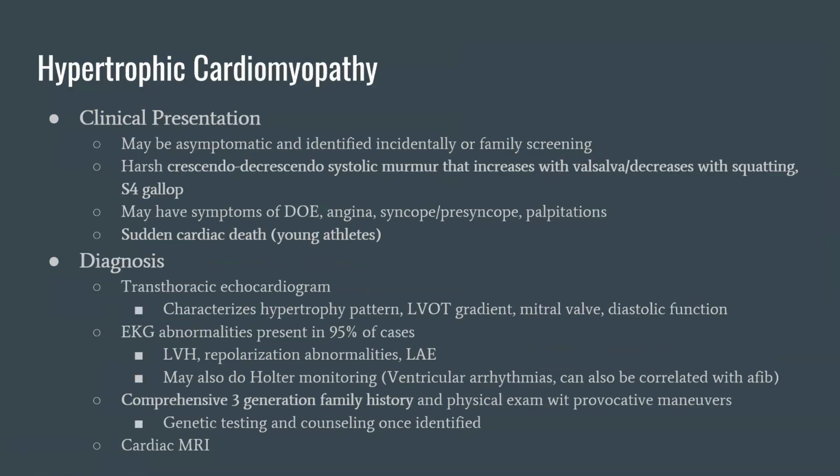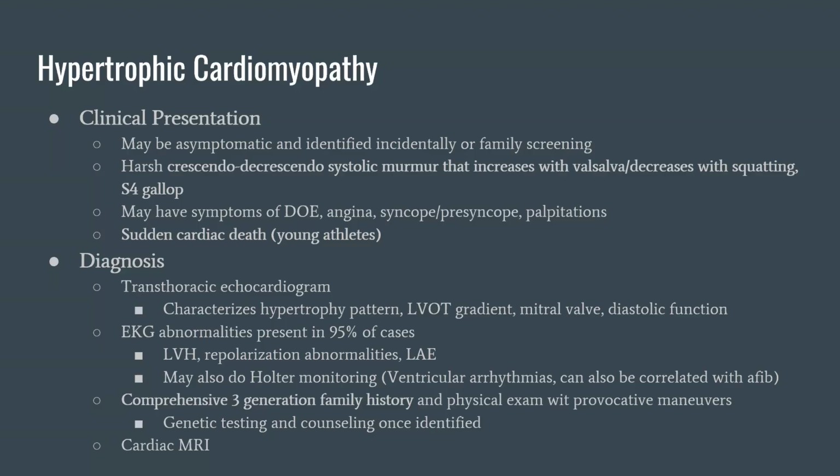Patients may present with no symptoms. We just find this on an echo. Or if we identified someone, their brother had it, they did screening, and that's how we found it. We're gonna have a harsh crescendo-decrescendo systolic murmur that increases with Valsalva and decreases with squatting. And we may have an S4 gallop if it's severe enough because of diastolic dysfunction. They may present with heart failure symptoms, chest pain, syncope or pre-syncope, palpitations, or when young athletes have this, it could cause sudden cardiac death and they don't know it until they exert themselves and this happens.